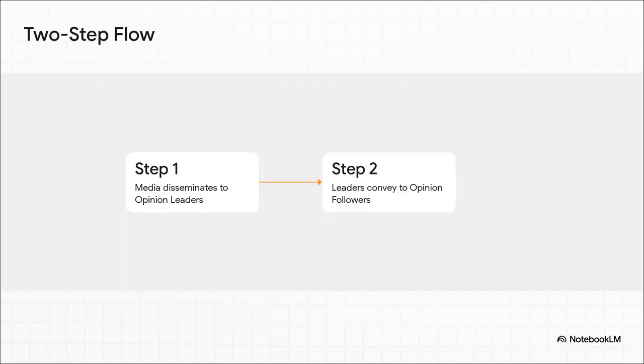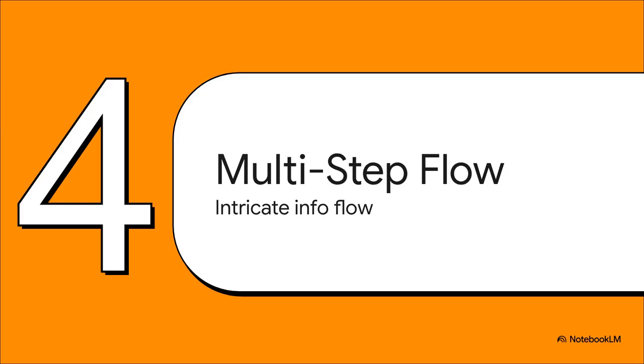In this model, influence literally happens in two very distinct steps. Step 1, the mass media broadcasts out to those opinion leaders. Step 2, the opinion leaders use their personal relationships to guide the opinion followers. This places an immense amount of power in personal, interpersonal influence rather than just the direct broadcast itself. Which leads us to Section 4, Multi-Step Flow in Action.